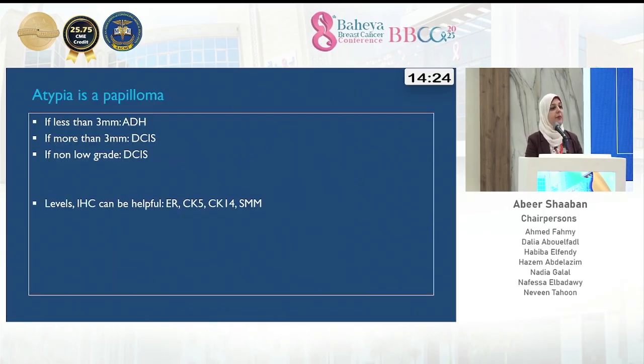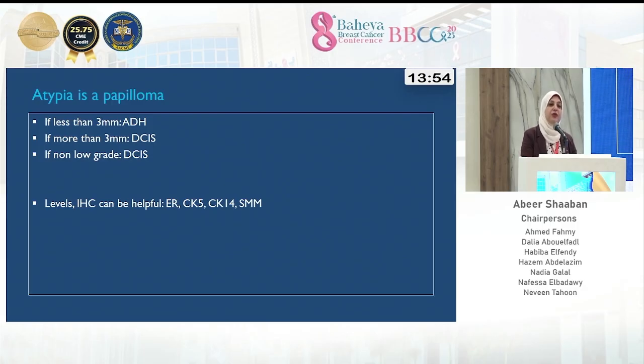What about atypia? So if you identify atypia in a papilloma, we need to assess the extent of atypia. And unlike the usual 2 millimeter cutoff in the background breast to call it DCIS, we use a 3 millimeter cutoff of atypia, AGH, within a papilloma to call it DCIS. So above 3 millimeters is DCIS. Atypia less than 3 millimeters is just AGH within a papilloma.